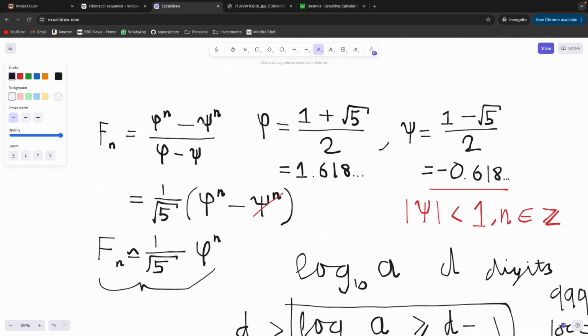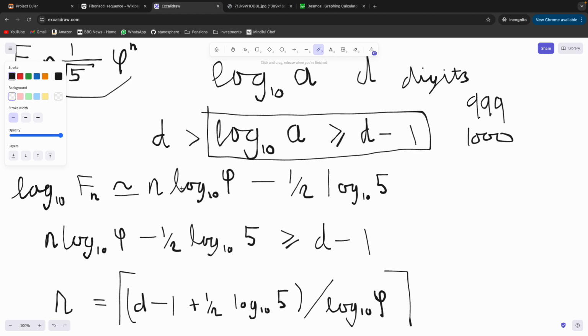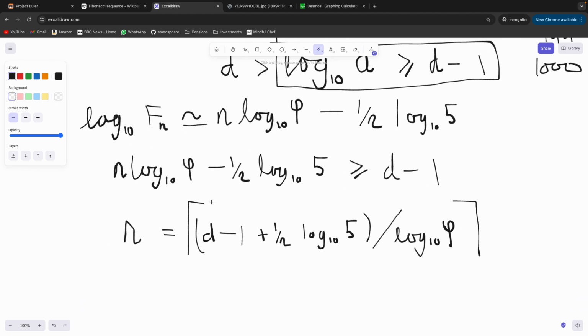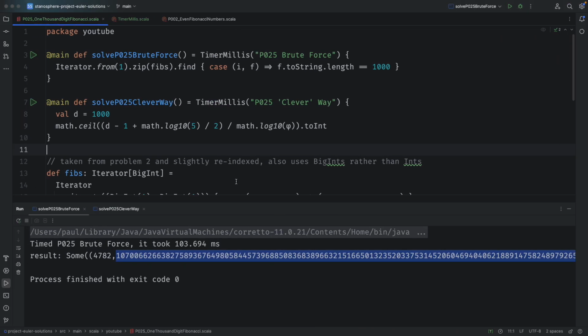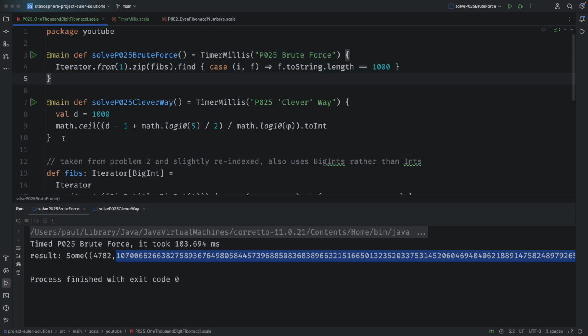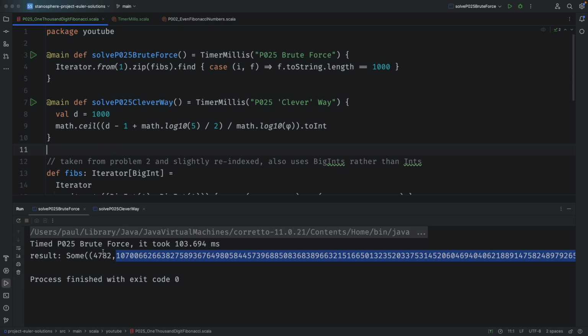I first used this full-on Binet's formula. I then used an approximation because we're dealing with large numbers, and then I used the fact that if you take the log base 10 of a number, that basically tells you how many digits it's got, and then I just did some algebra to rearrange it so that we can find our value of n. And yeah, I think personally that this one is way easier to understand, and this one was harder to come up with, but it's, you know, way faster. So there's advantages and disadvantages.